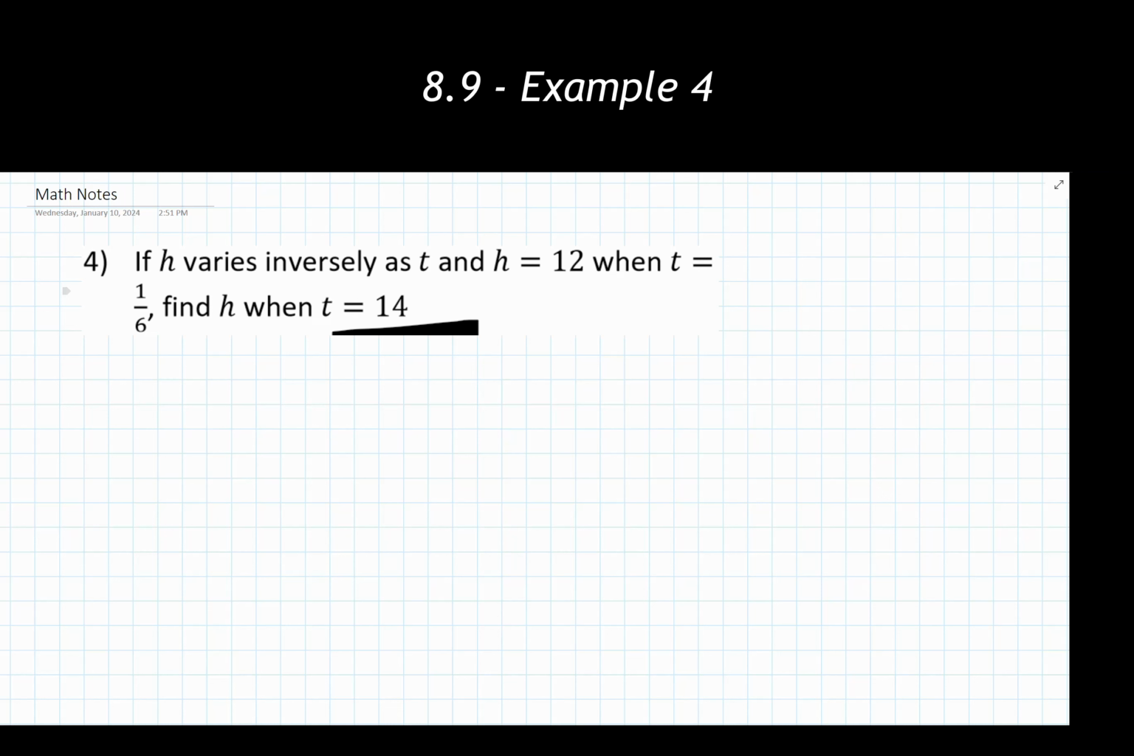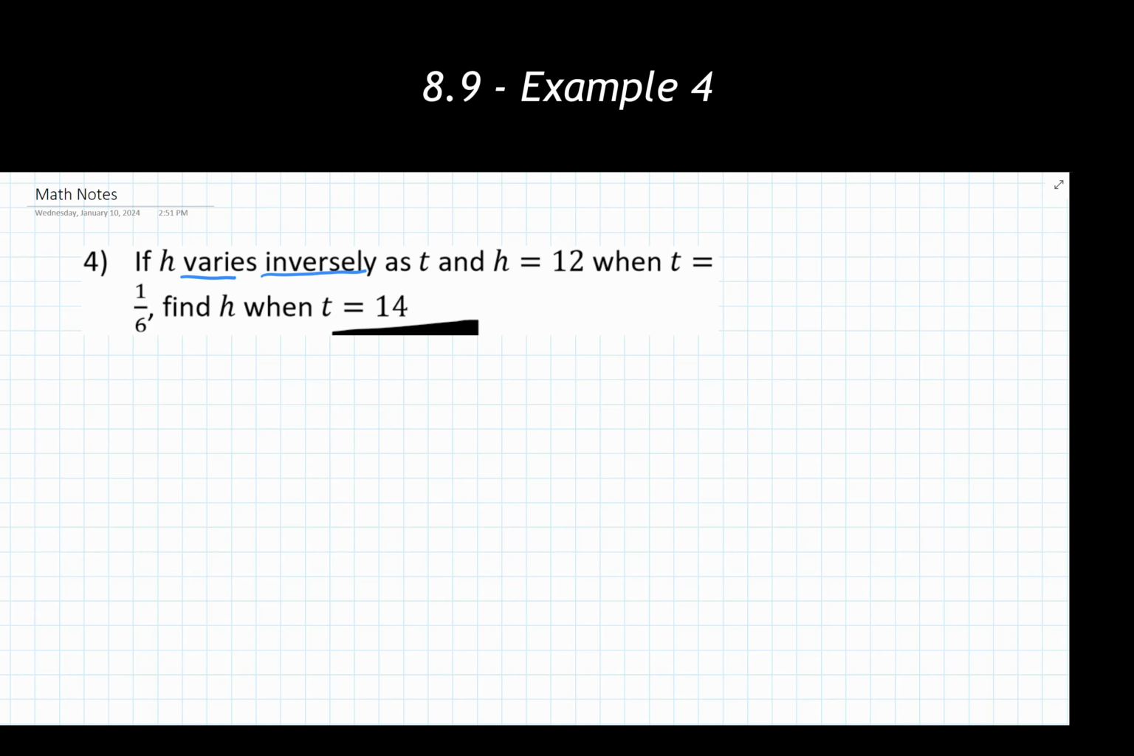So like we did with example 3, we're going to start with just creating our general equation. We need to find the constant of variation, and then we can answer what the problem is specifically asking for. So looking for buzzwords, we're told h varies inversely as something else. H varies inversely as t specifically. So looking at my general types of variation, inverse variation generally is y equals k over x.